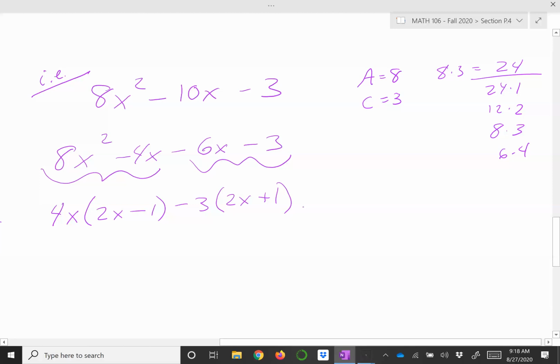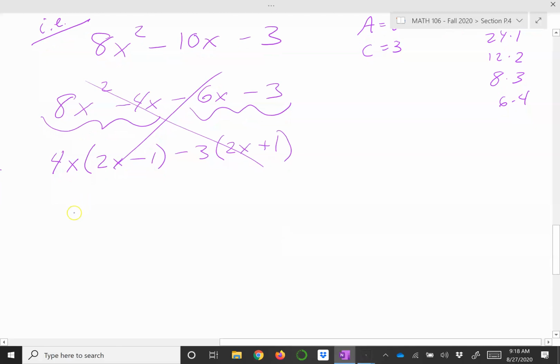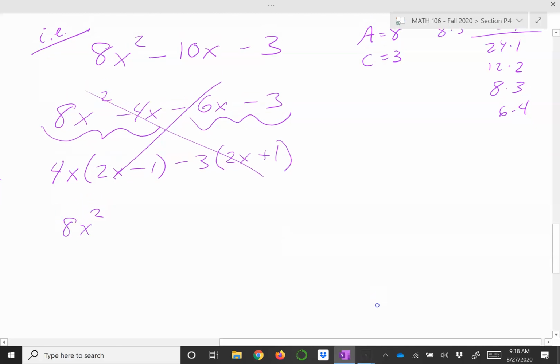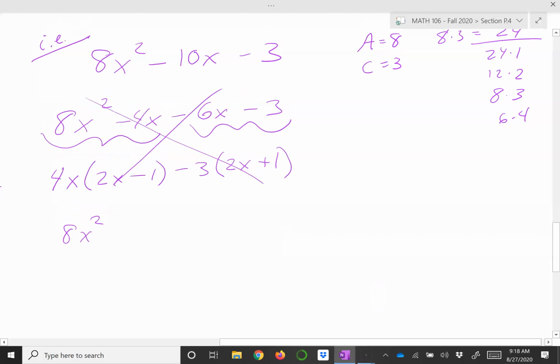Uh-oh. Didn't work, did it? Or did I make a mistake? Didn't work. Okay. But is there another factor that will work? All right, so that didn't work. Let's try the next ones. So 8x squared. For 12 and 2, the 12 is going to be negative, so I'm going to do, let's see, minus 12x plus 2x minus 3.